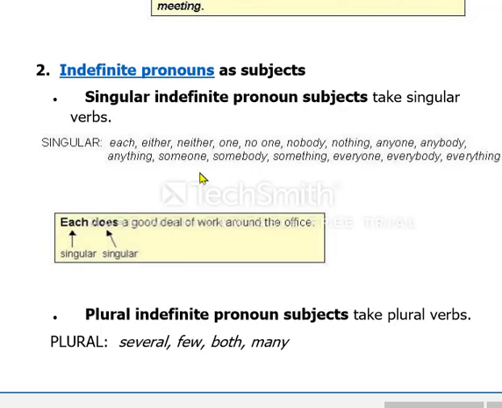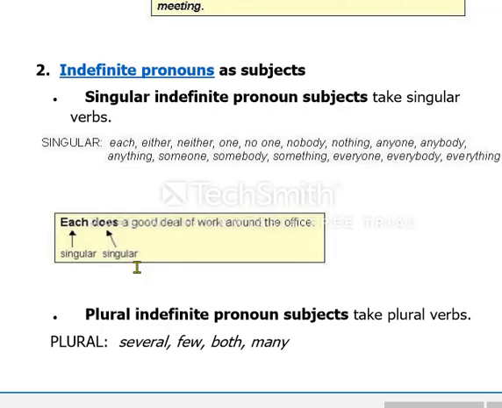So, indefinite pronouns as subjects. Now what is the rule? Singular indefinite pronoun subjects take singular verb. Now here is the sentence. Put your attention, students, towards this sentence with a yellow background. Each does a good deal of work around the office. Each does a good deal of work around the office.